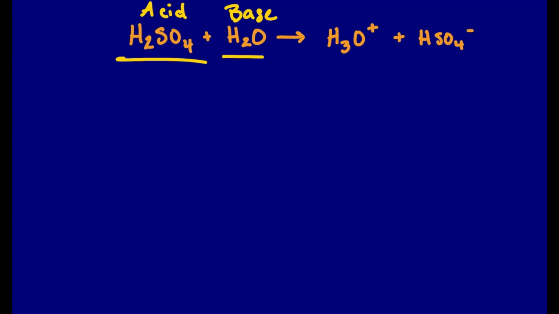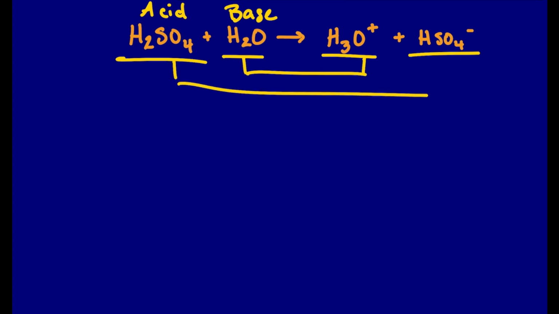So since water accepted the hydrogen, its pair is going to be the H3O+, our hydronium ion. The H2SO4 lost a proton, and afterwards it became the HSO4 anion. And so those are going to be our conjugate pairs.